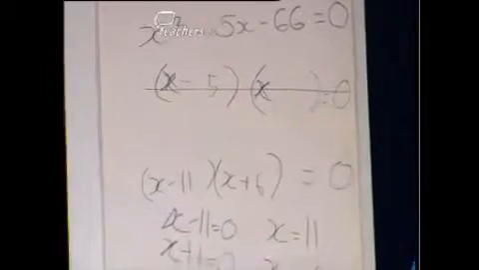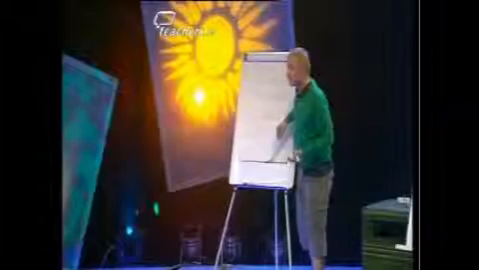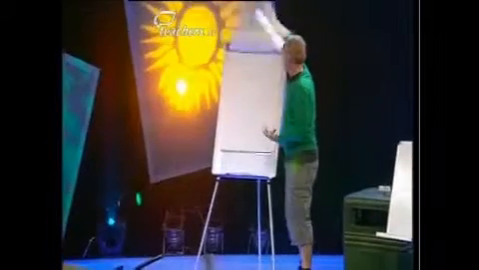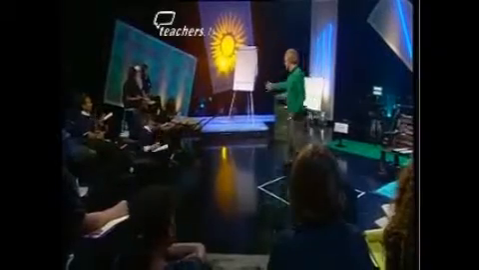What about the other solution? x is minus 6. Does that work? Well, it's a solution to the equation. But can we have a length of minus 6? No. So we have to use the sensible solution to fit the problem of my flower bed.